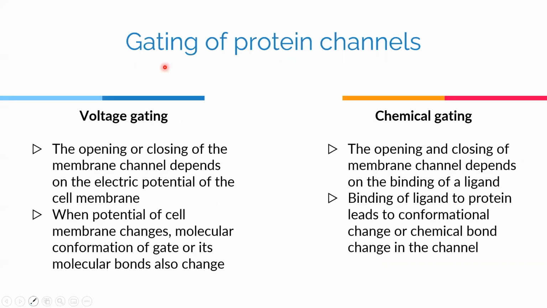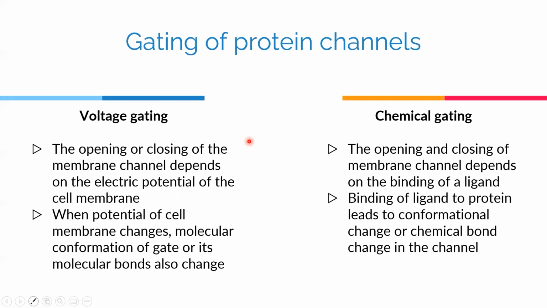Next, let us look into the gating of protein channels. The gating or the restriction of entry of various substances through the protein channel can be divided into two halves. One of which is voltage gating, the other is chemical gating. Voltage gating is the opening or closing of the membrane channel depending on the electric potential of the cell membrane.